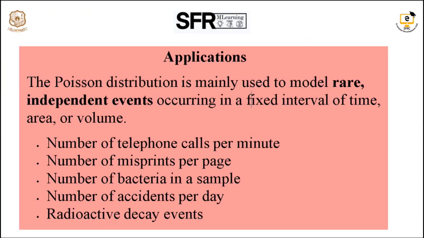Next, in Poisson distribution we have many applications. The Poisson distribution is mainly used to model rare independent events occurring in a fixed interval of time, area or volume. These are the applications of Poisson distribution: number of telephone calls per minute, number of misprints per page, number of bacteria in a sample, number of accidents per day, radioactive decay.